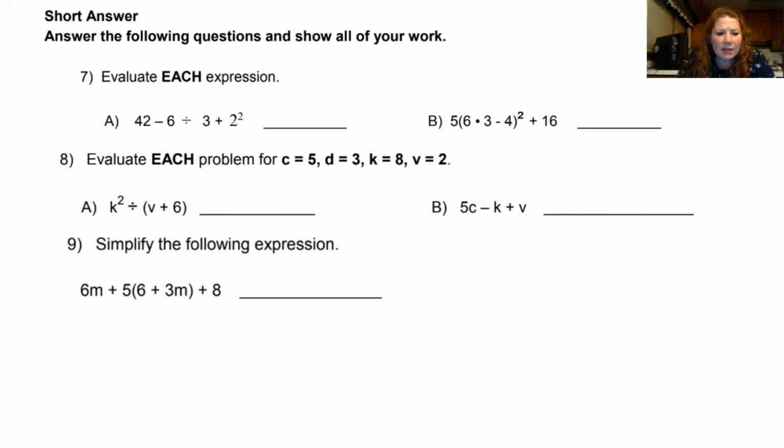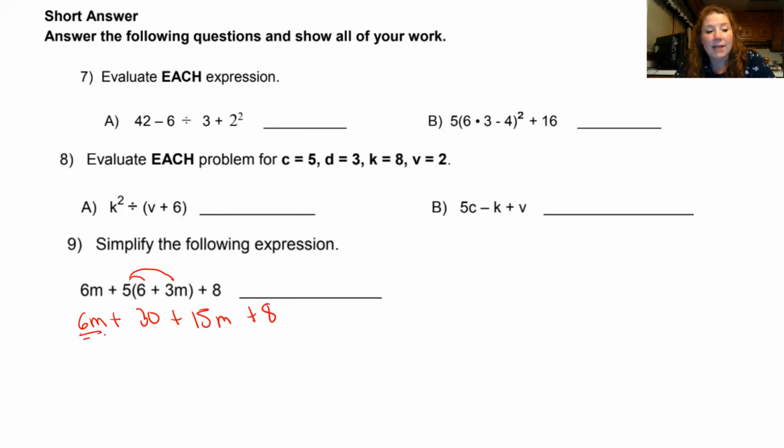All right, number 9. Wait, hold on. What are the directions? Oh, it says, I'm sorry, simplify the following expression. All right, I got it. So the first thing I see we're going to do is get rid of those parentheses by using the distributive property. So I'm bringing down my 6M plus 5 times 6 is 30. 5 times 3M is 15M plus 8.